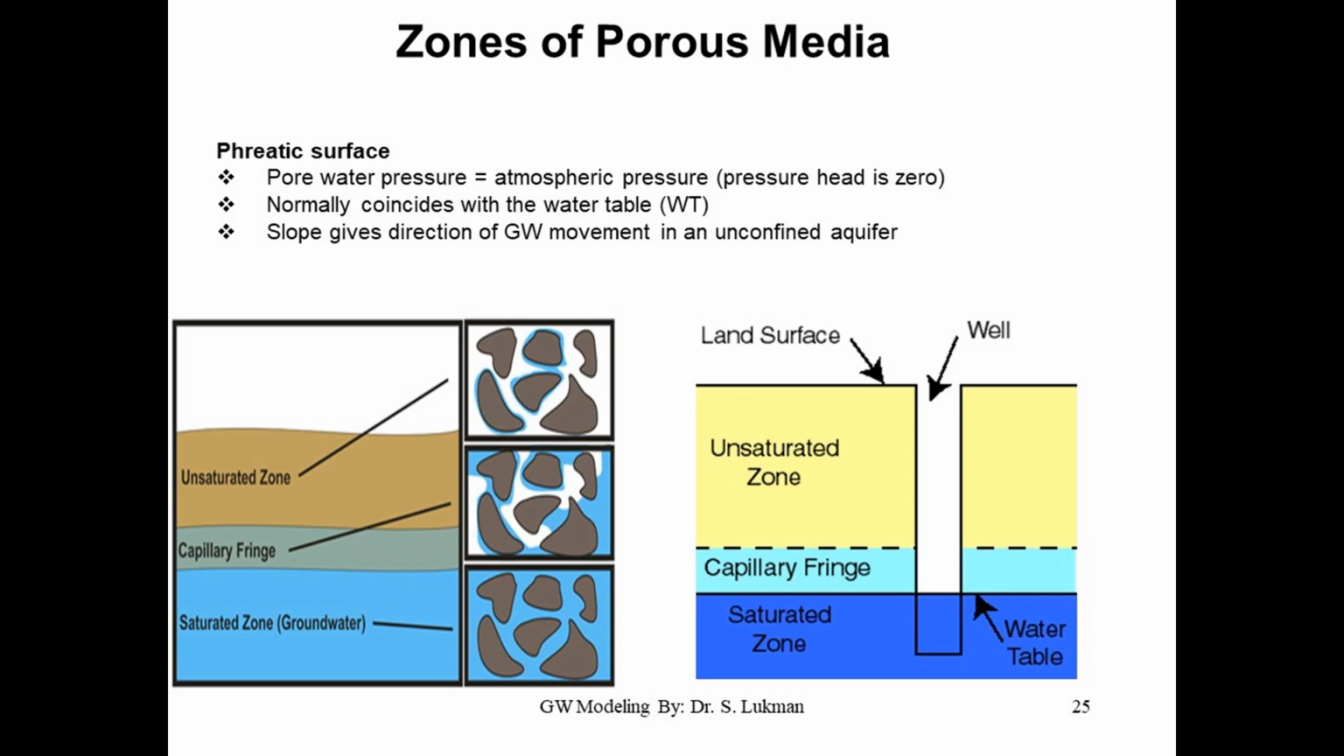The slope of the water table gives the direction of groundwater movement in an unconfined aquifer. Although later we will talk about the direction of groundwater, let's assume we have, this is the ground surface, okay?